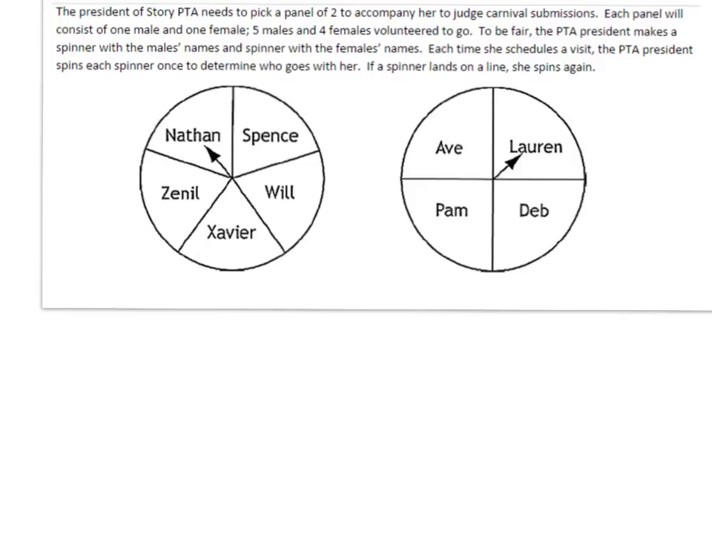But some things I want to talk about first: they didn't say anything on whether or not a student can go more than once. So we're just going to assume that they can go more than once. Each time we spin it, we're not having to take out anybody, kind of like how we did that with the not enough numbers SAS. Okay, so we have 5 boys and 4 possible girls.